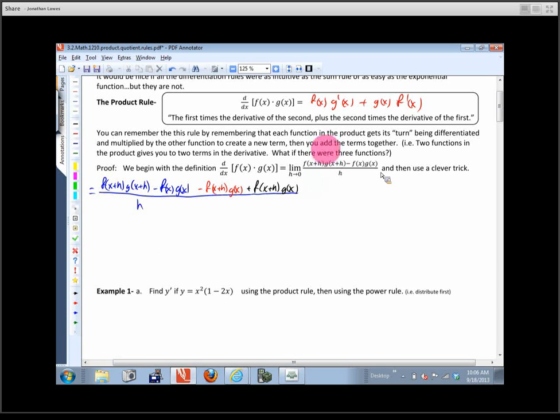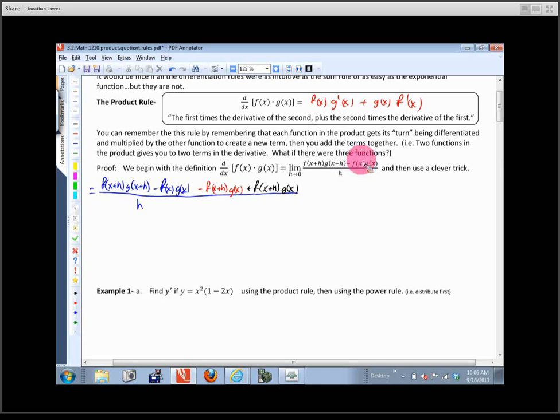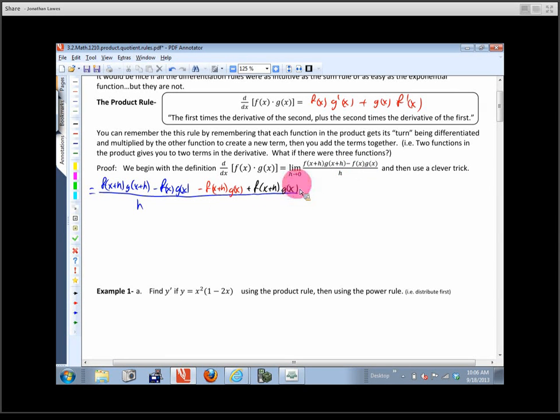Isn't that still exactly what we were working with here? It just looks different. I subtracted this quantity, and then I added that quantity back in. If I wanted to simplify here, I could cancel the two of those. I'm right back where I started. And why on earth would we do this? Well, let's take a look.